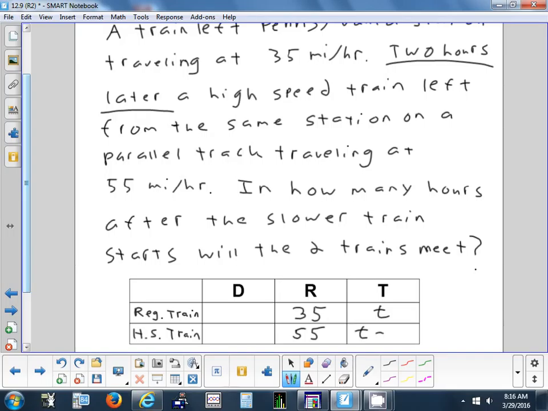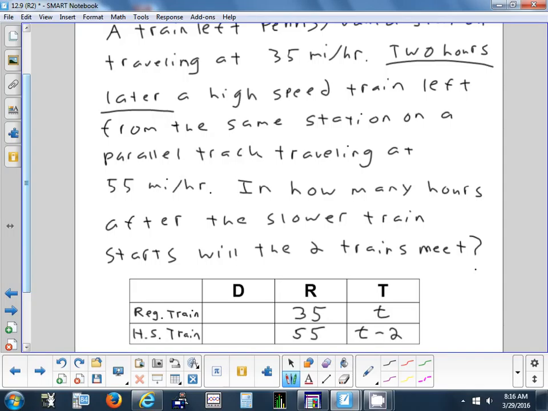Let's look at that for a second. Let's say the regular train was traveling for 6 hours. And then the high-speed train caught up, and it was traveling 2 less hours, right? Because it left 2 hours later. So if the regular train was traveling 6 hours, the high-speed train would have been traveling 4 hours. Because remember, the high-speed train left 2 hours later. So it has traveled 2 hours less time.